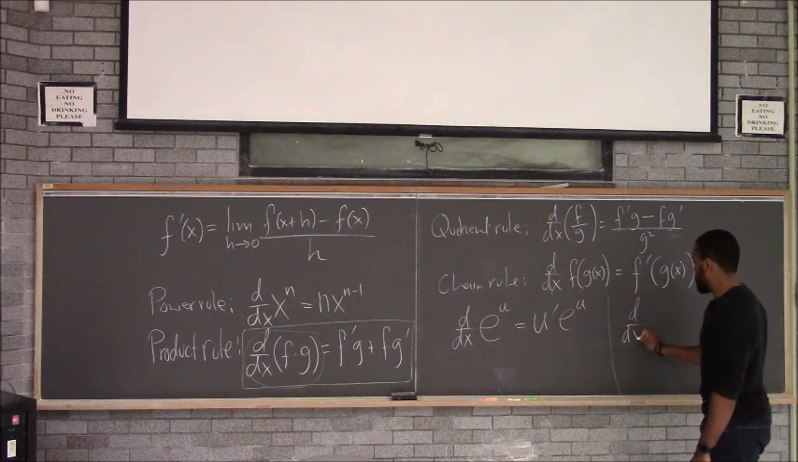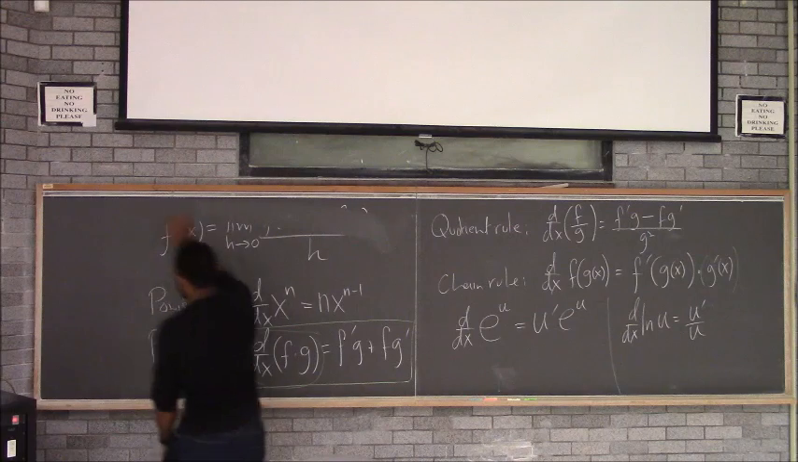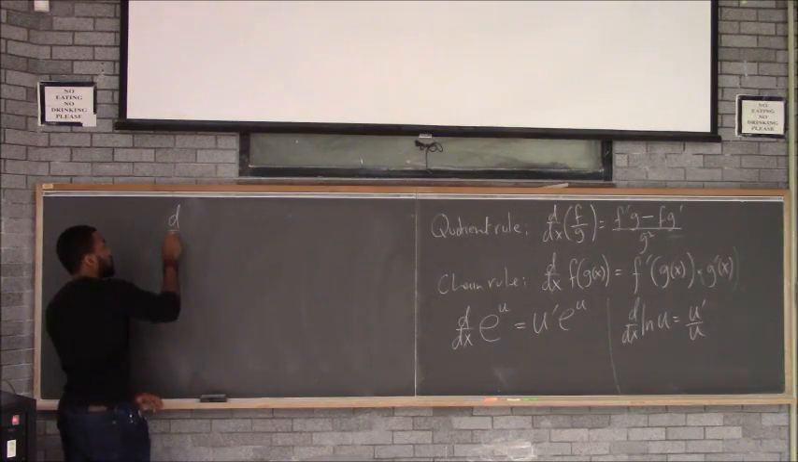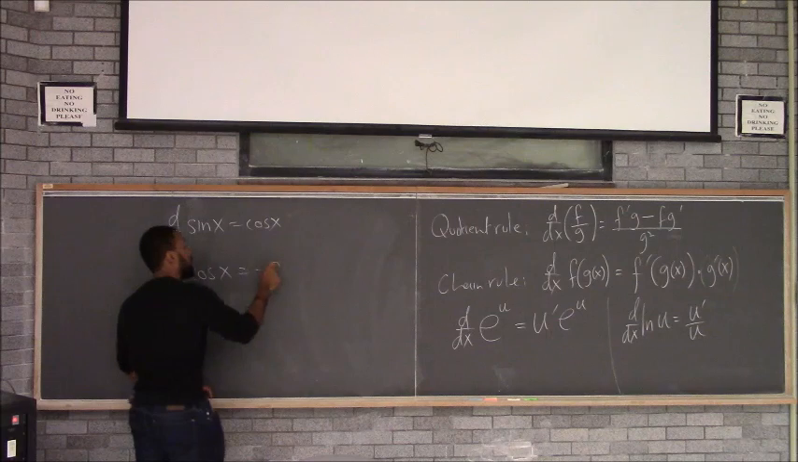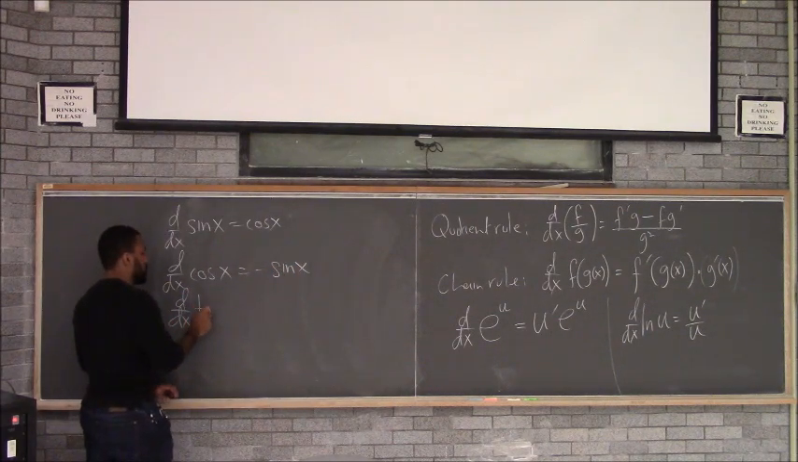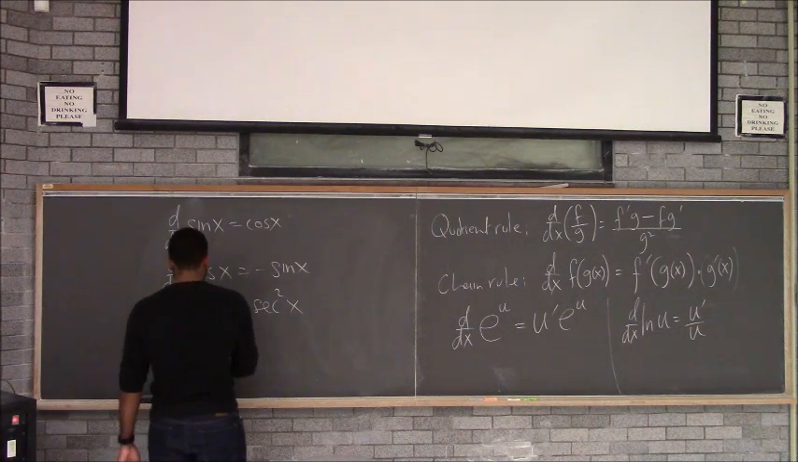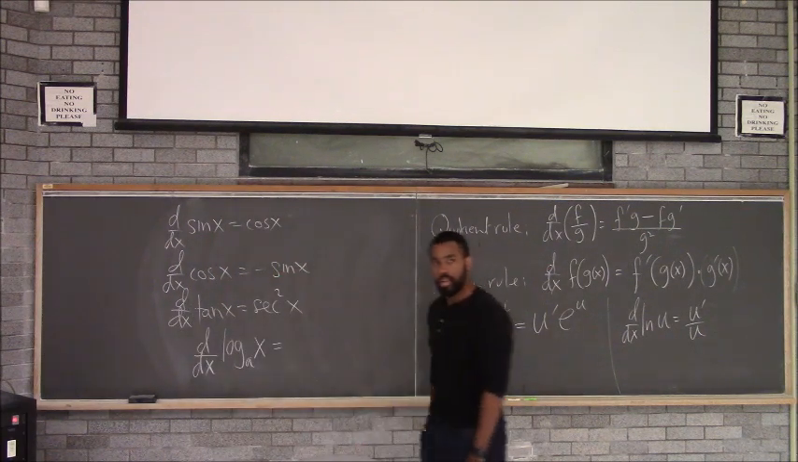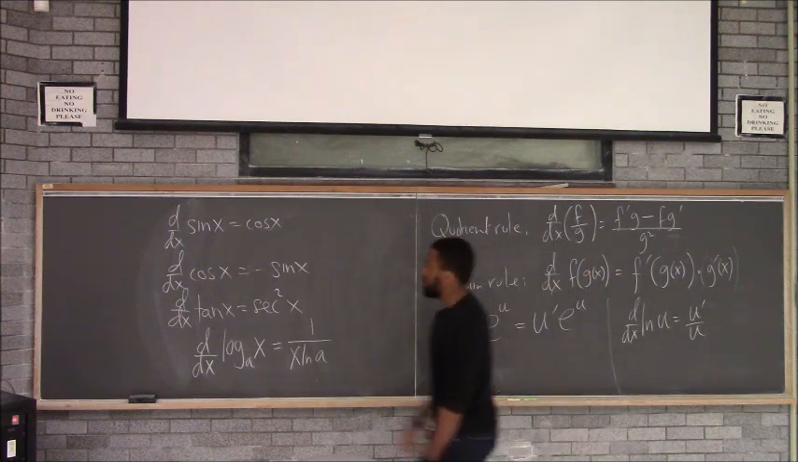What was the derivative with respect to x of ln of u? u prime over u. If I asked you what was the derivative of the sine of x? It's the cosine of x. The derivative of the cosine of x is minus sine of x. The derivative of the tangent function is secant squared. What if I ask you, what is the derivative of a general logarithm, log to the base a of x? It's 1 over x ln a.